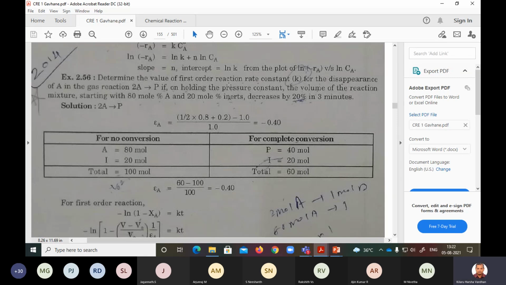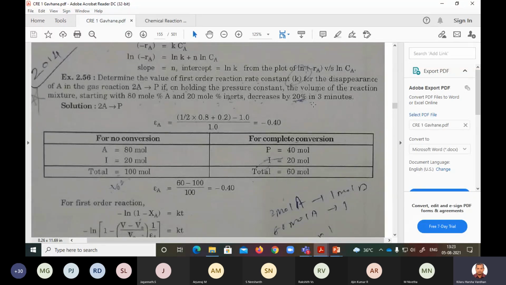Determine the value of the first order rate constant for the disappearance of A in a gaseous reactant, 2A gives P. Since it is gaseous, it is a variable volume system. Here the number of moles is decreasing, so you have to bring the expansion factor into the picture. The pressure is held constant, meaning variable volume, and the reaction mixture starts with 80% of A. The remaining 20% will be inert.